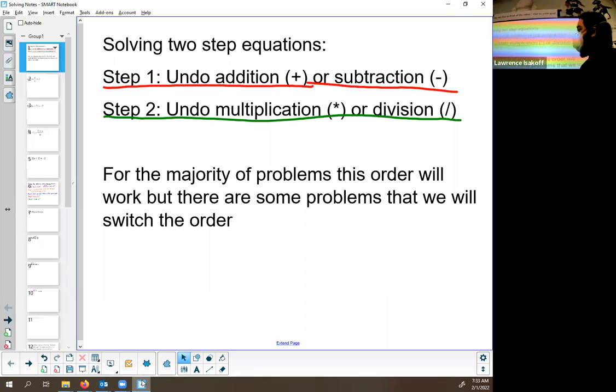So we are solving two-step equations. You have done this? Yes. Yeah, I do have some extra paper up here.